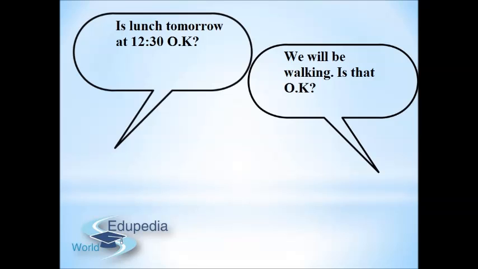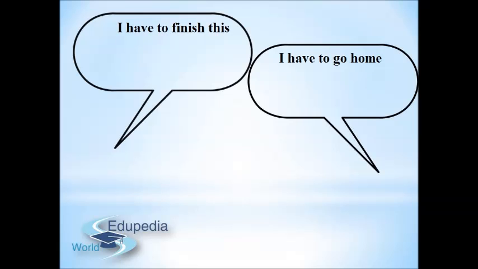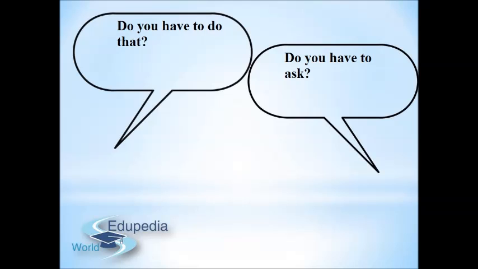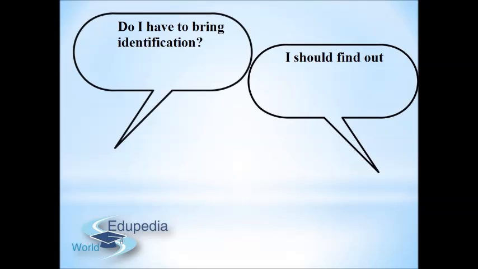When it is important that you do something, you can say, I have to. I have to send a text message. I have to go home now. I have to go out tonight. To ask whether somebody else's intentions are important, you can say, do you have to? Do you have to do that while you're driving? Do you have to go home now? Do you have to bring him? And of course, when it's important that you do something at someone else's request, it is, do I have to? Do I have to bring identification?